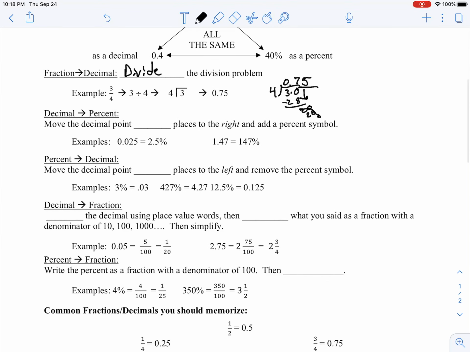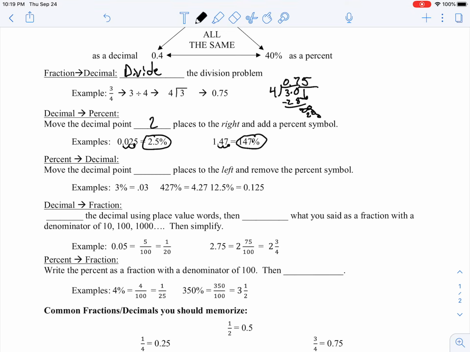Alright, so in order to turn a decimal to a percent now, we're just going to move the decimal point 2 places to the right, and then add our percent symbol. So this 0.025 here gets moved over twice, and that's how they get that 2.5% there. 1 whole and 47 100ths as a percent: move that to the right, add your percent sign, that's how they get 147% here.